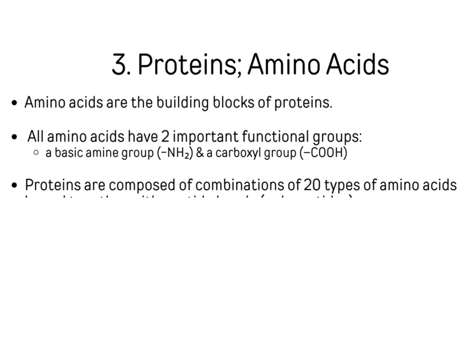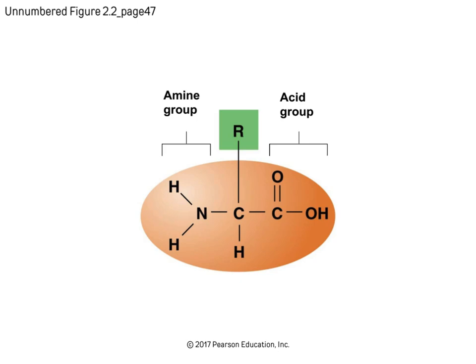Proteins are also composed of a combination of 20 different types of amino acids, and they'd be bound together with peptide bonds. If you're talking about a polypeptide, you're probably talking about what essentially is a small protein of 10 to 50 amino acids. We use protein more for macromolecules that contain anywhere from 100 to 10,000 amino acids.